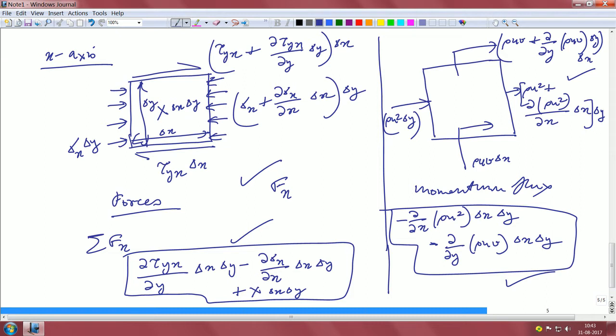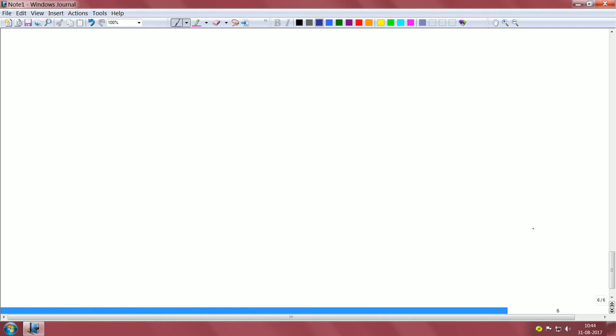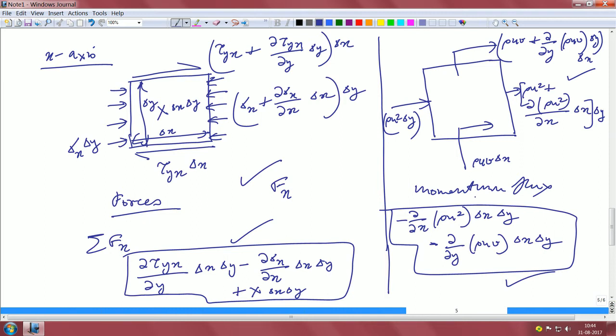Now, you are left with only one thing, that is the change of momentum within the control volume. And what is the change of momentum within the control volume? That is the thing that we are going to look at. So, now that we have established what the situation is, the rate of change of momentum within this control volume, let us go back one slide up. If I draw it here, I think it will be more visible.